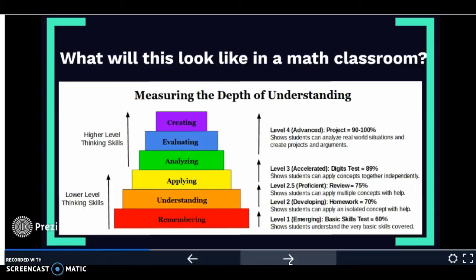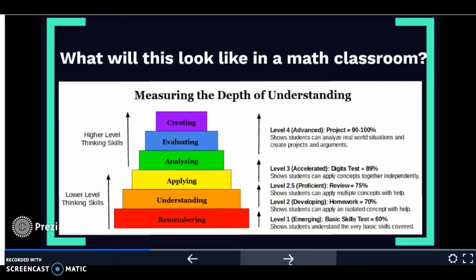The review shows that a student's understanding is proficient through indicating that they can apply multiple concepts with help. This is different from homework because students are seeing a mixture of problems across the topic. Once this is completed, a student is ready to schedule their topic test. However, if this is the highest level they complete, they would receive a 75% for the topic.